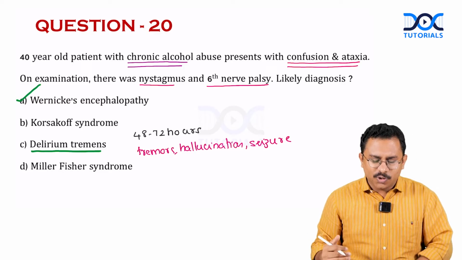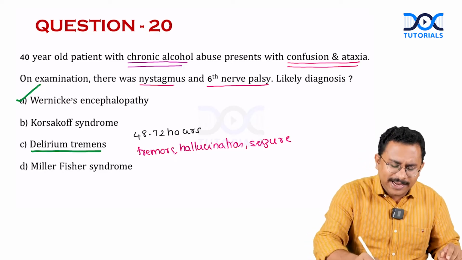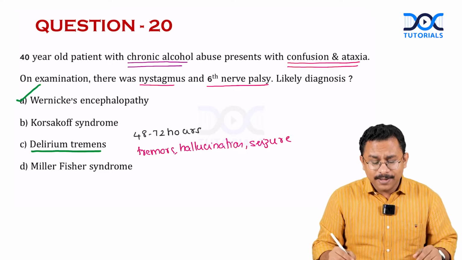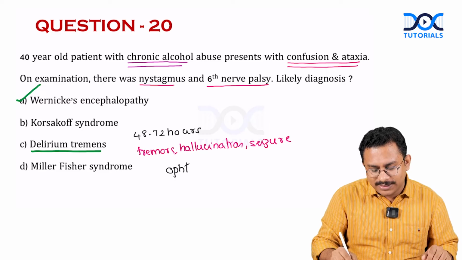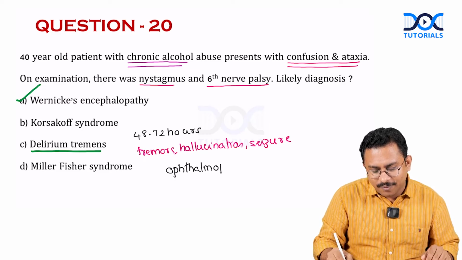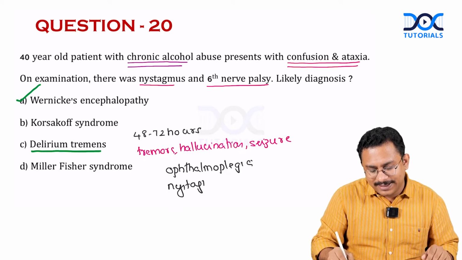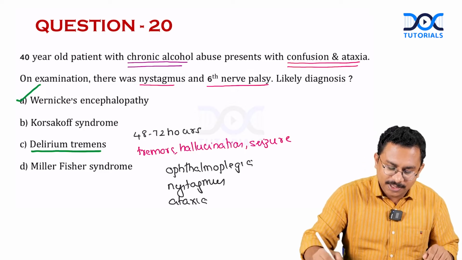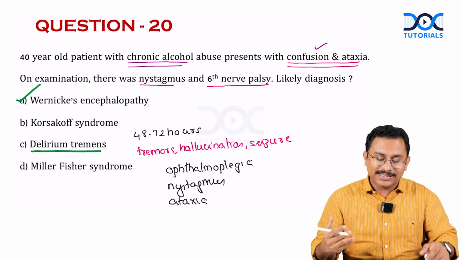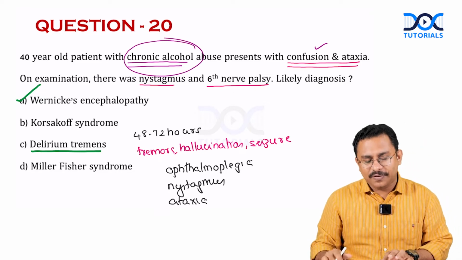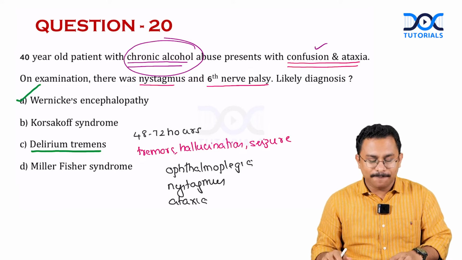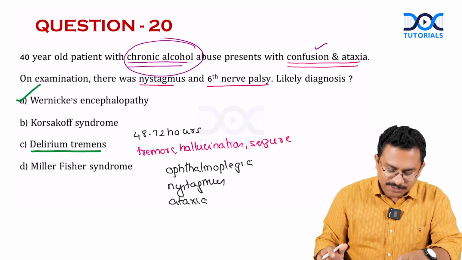What about Miller-Fisher syndrome? Miller-Fisher syndrome also can have ataxia, there can be nystagmus. But remember, a patient with Miller-Fisher syndrome, which is a variant of GBS, can have ophthalmoplegia, nystagmus and ataxia. But it is unlikely and very rare for such a patient to present with neurologic symptoms like confusion, and also they need not make a specific mention of chronic alcohol abuse. Right, so that point is also clear for you.